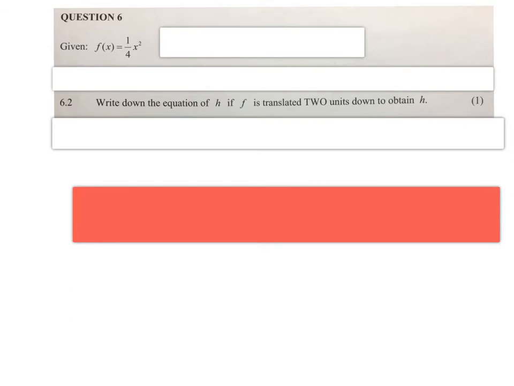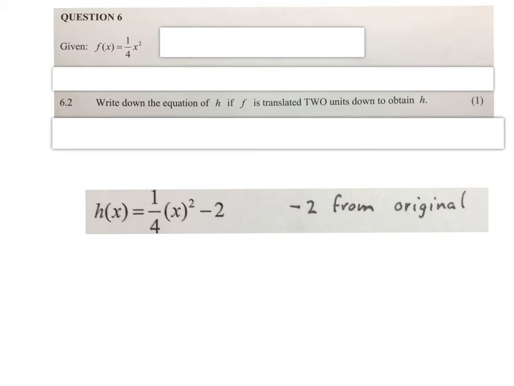The next one, they ask us, write down the equation of this new h if this f is translated 2 units down to obtain this h. Final answer will be h of x is the original equation minus 2. Minus 2 from your original. Please stop the video and get your brain around this one.